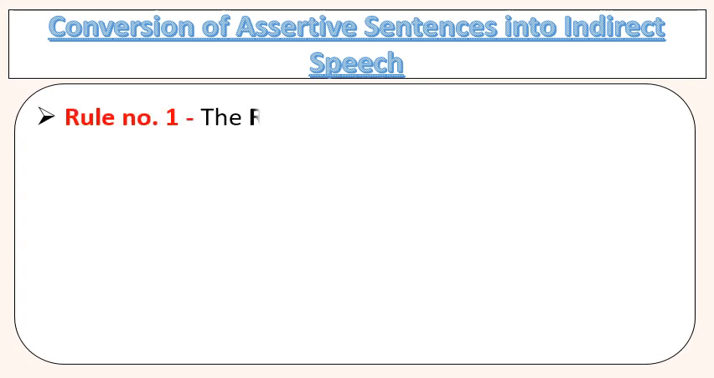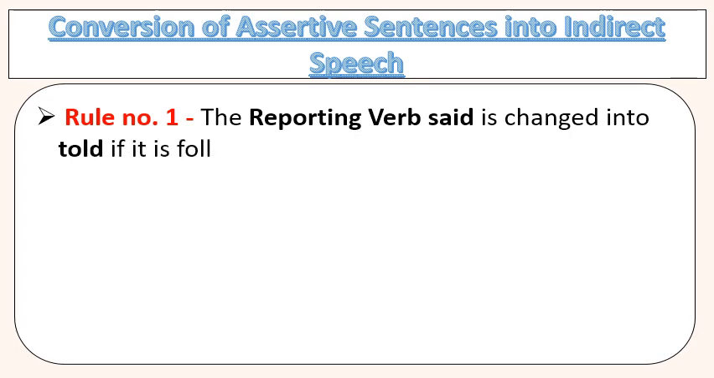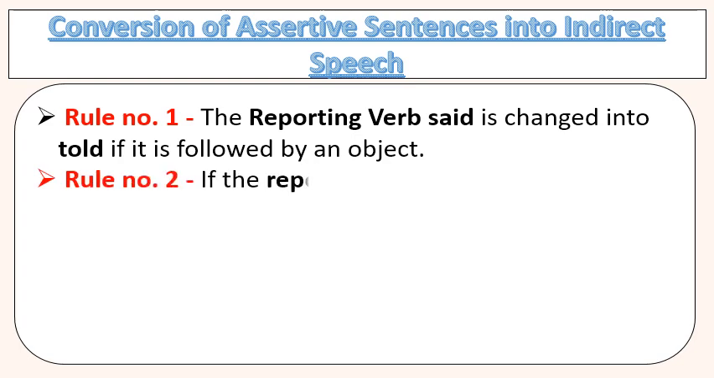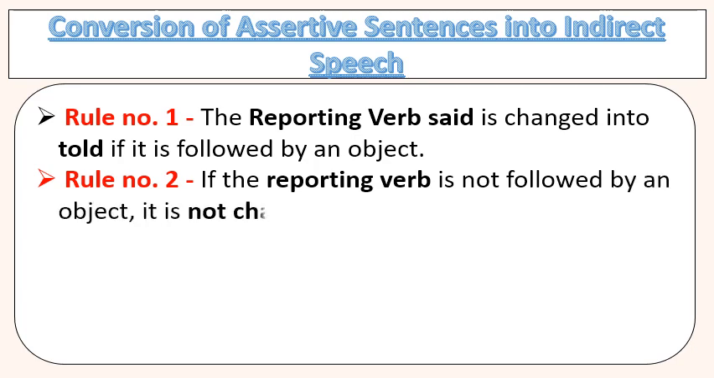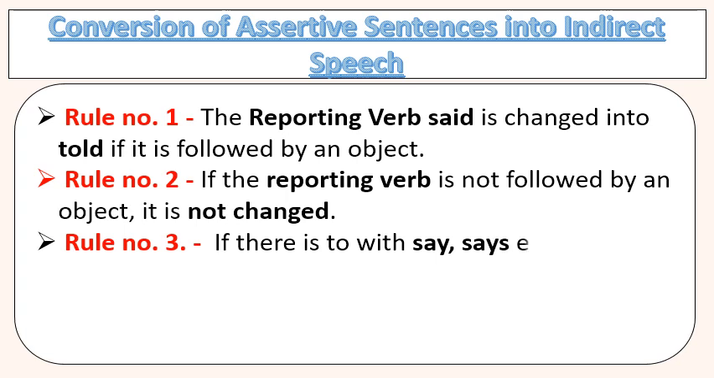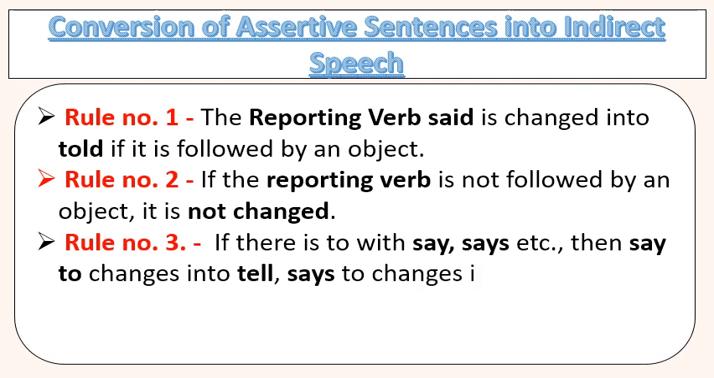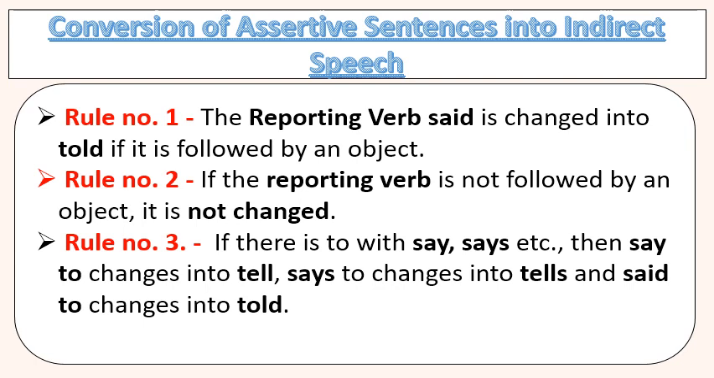Rule number 1. The reporting verb said is changed into told if it is followed by an object. Rule number 2. If the reporting verb is not followed by an object, it is not changed. It will remain same. Rule number 3. If there is to with say or says etc., then say to changes into tell, says to changes into tells and said to changes into told.